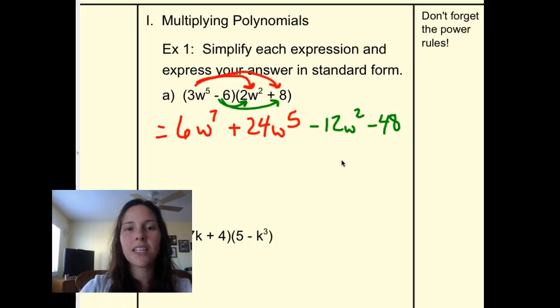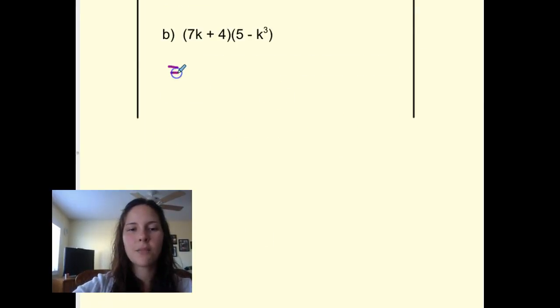Then we will look for any like terms that we might need to combine after we multiply. In this case, all of our w's have different powers, so we don't have any like terms. We also need to check that it's in standard form. Notice the power on the first term is the highest and it goes down from there, so this is also in standard form. Our second example, I'm going to start by distributing my 7k.